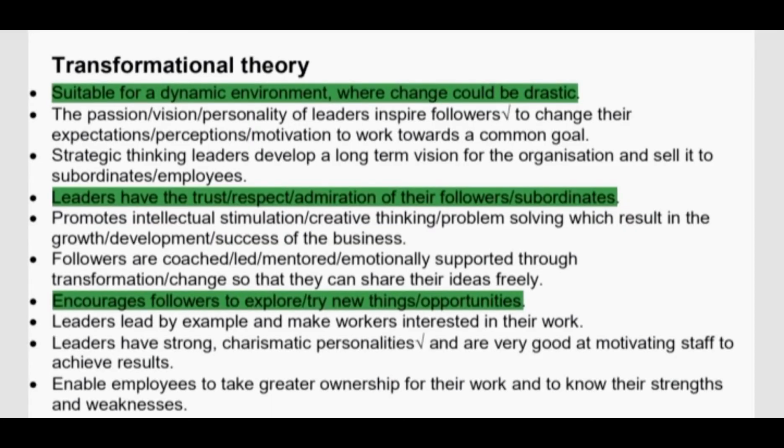Number 2, leaders have the trust of their followers, a trust that they can change this situation. Encourage followers to explore or try new things or opportunities, as I am talking about transformational, changing, growing. So, in other words, it is very good at motivating employees to achieve good results.